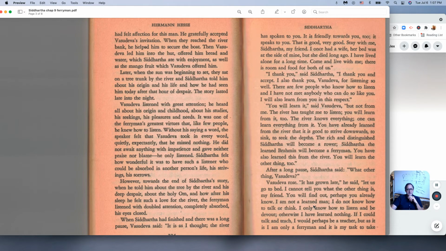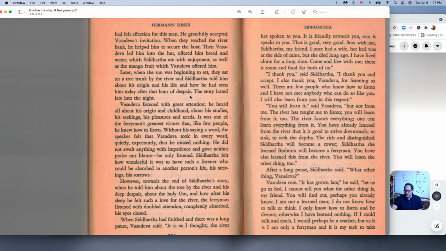Then Vasudeva led him into the hut, offered him bread and water, which Siddhartha ate with enjoyment, as well as the mango fruit which Vasudeva offered him. Later, when the sun was beginning to set, they sat on a tree trunk by the river, and Siddhartha told him about the origin of his life and how he had seen him today after that hour of despair.